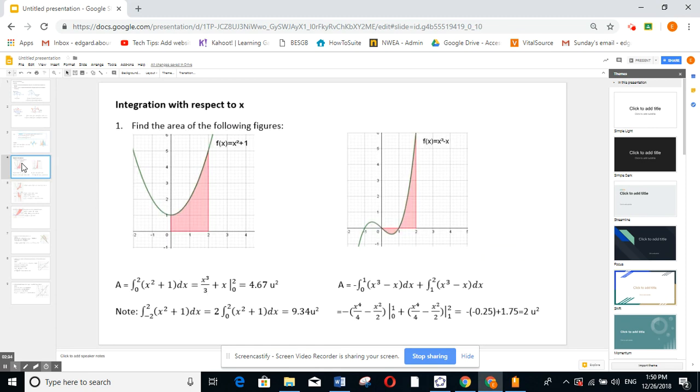So now it's time to start integrating with respect to x. In the first part of this video, we're going to talk about integration with respect to x. In another video, integration with respect to y. Find the area of the following figure. I gave you two figures here.